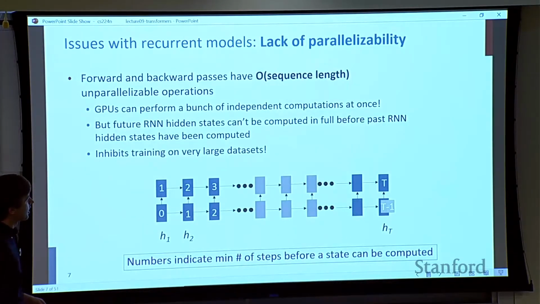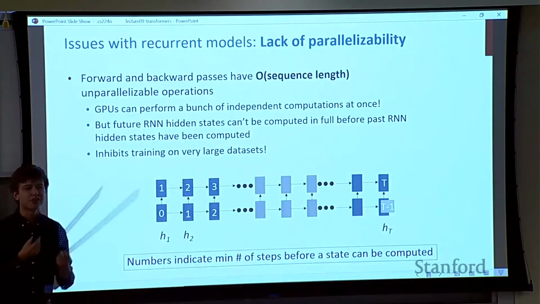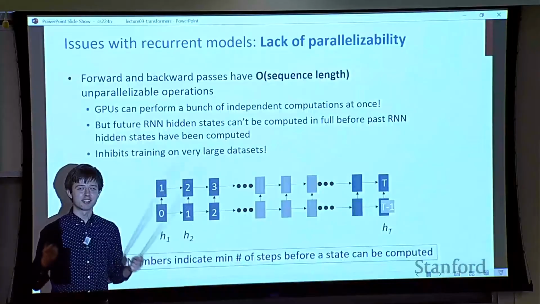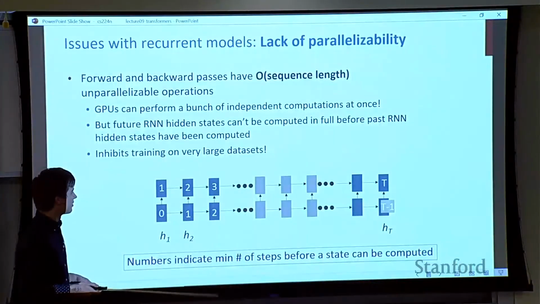OK, and you can see how it's a related problem, right? It's really directly related to the recurrence of the model. The thing that we thought was really useful is now being problematic.